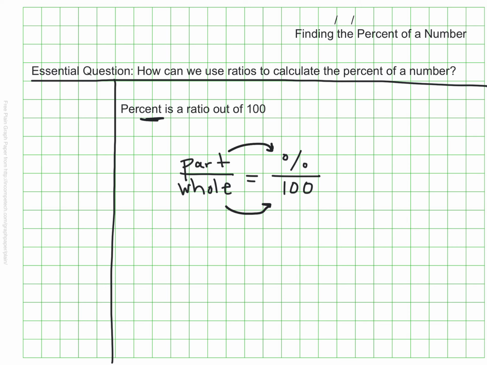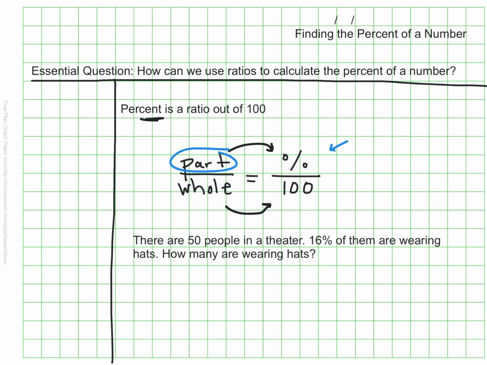However, in the past, we've been looking to find the percent. But now we're going to look at what happens if we know the percent, and what we don't know is the part. If the part is missing, and that's what we're trying to calculate. For example, here, we would know that there are 50 people in a particular place, and we know that 16% of them are wearing hats. What we don't know is the portion, or the part, out of the original group who are actually wearing hats. We don't know the actual number, right?